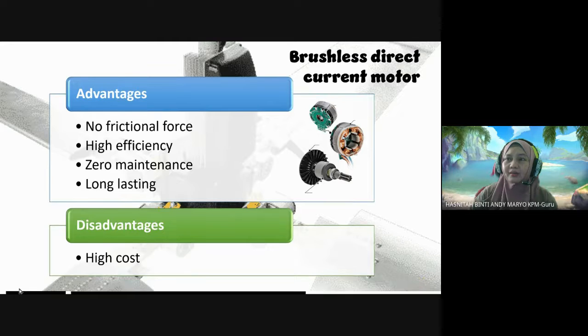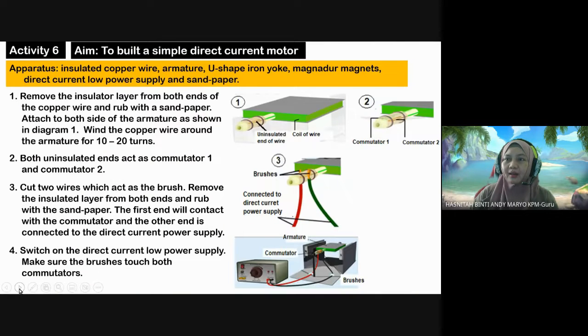Okay, students, so that's all for the brush and brushless motor. And this is the last part, to build a simple direct current motor. This will be your PBL project later after the experiment. For 5 Citrin, I will give you one assignment on this. You have to do a project in building your own simple direct current motor, or what we call a homopolar motor.